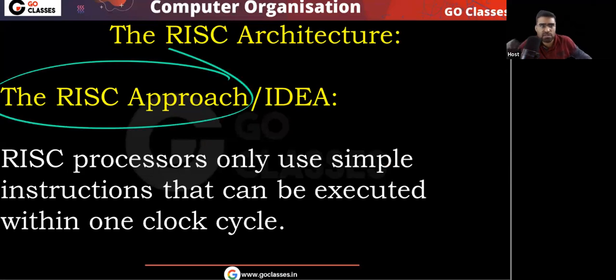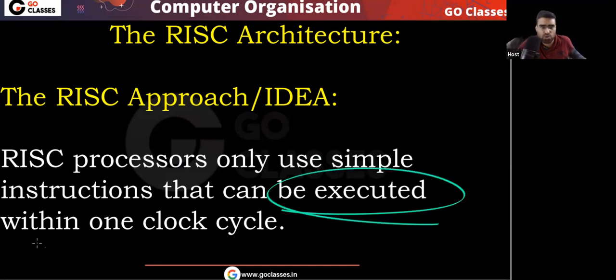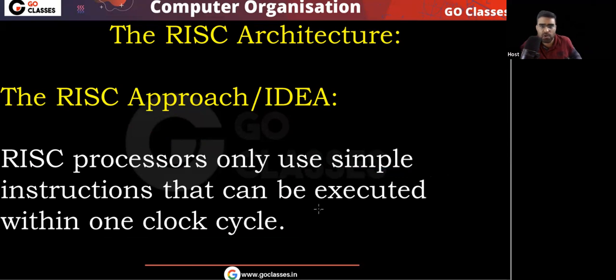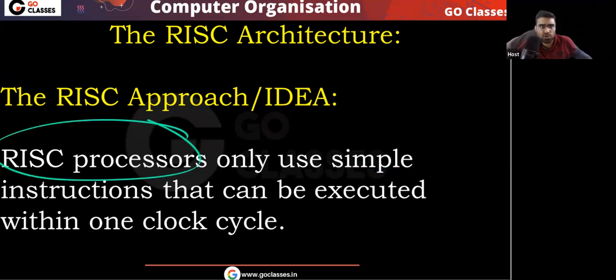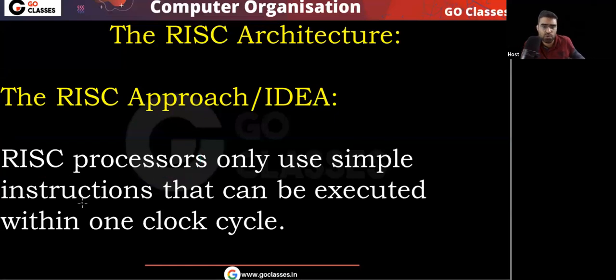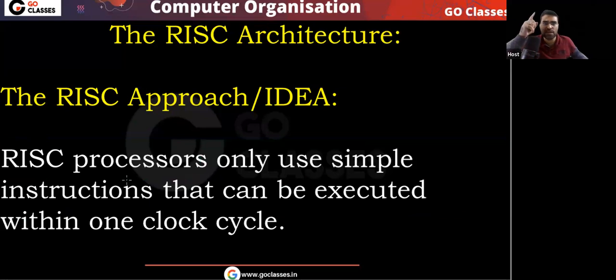RISC will focus on minimizing the execution time. RISC processors will use simple instructions that can be executed within one clock cycle. In one clock cycle, you can execute one instruction. Okay, so this is the complete idea. Is this clear? Let me know.